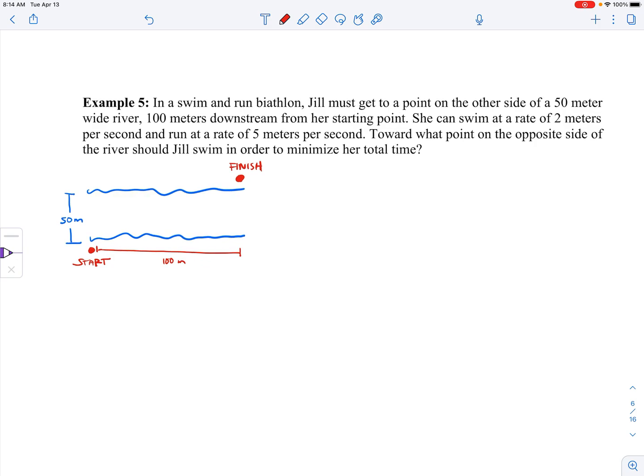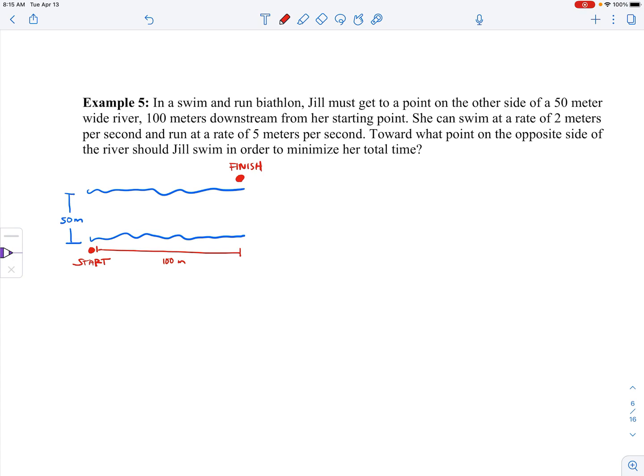Okay, so Jill can swim at a rate of 2 meters per second and run at a rate of 5 meters per second. Pretty fast. Toward what point on the opposite side of the river should Jill swim in order to minimize her total time? Okay, so there's a lot of information in that last sentence, actually in the last two sentences. So we're given information about the rate at which she can swim and the rate at which she can run.